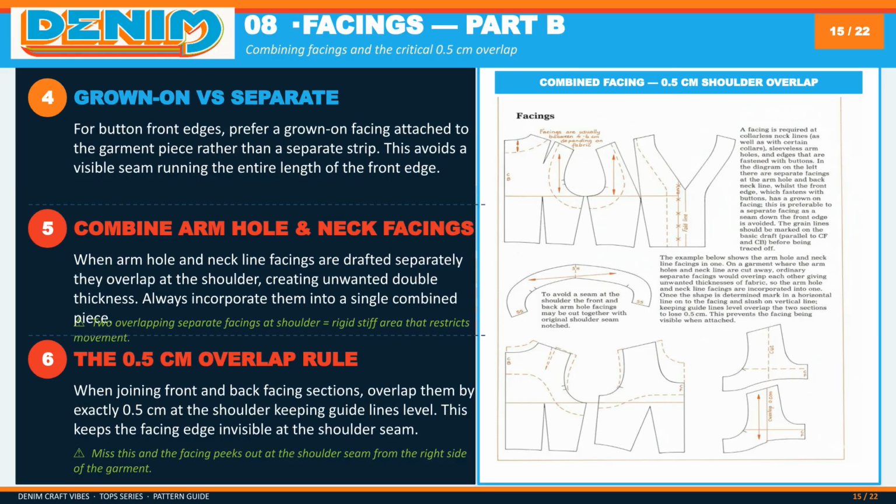Slide 8. Facings. Use facings to finish necklines, armholes, and front edges. Mark grain lines before tracing the facing pieces. Combine overlapping facings to reduce bulk.